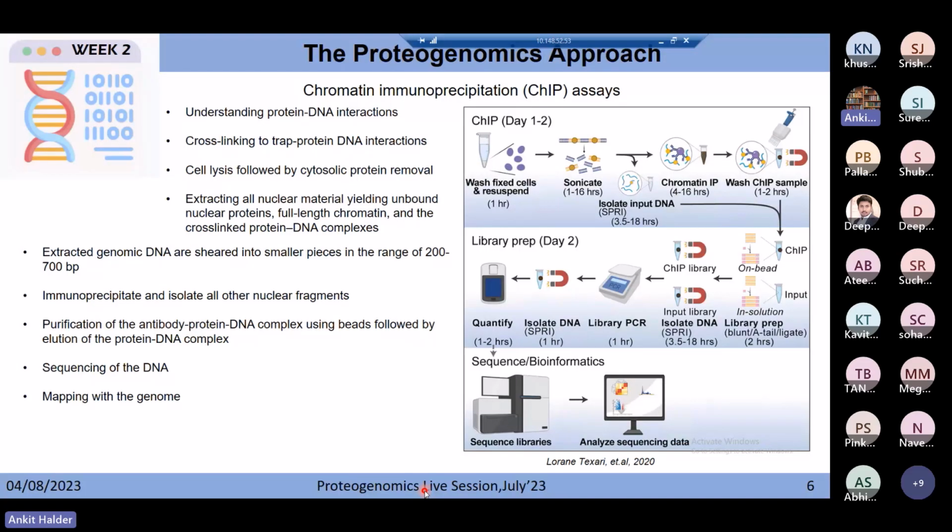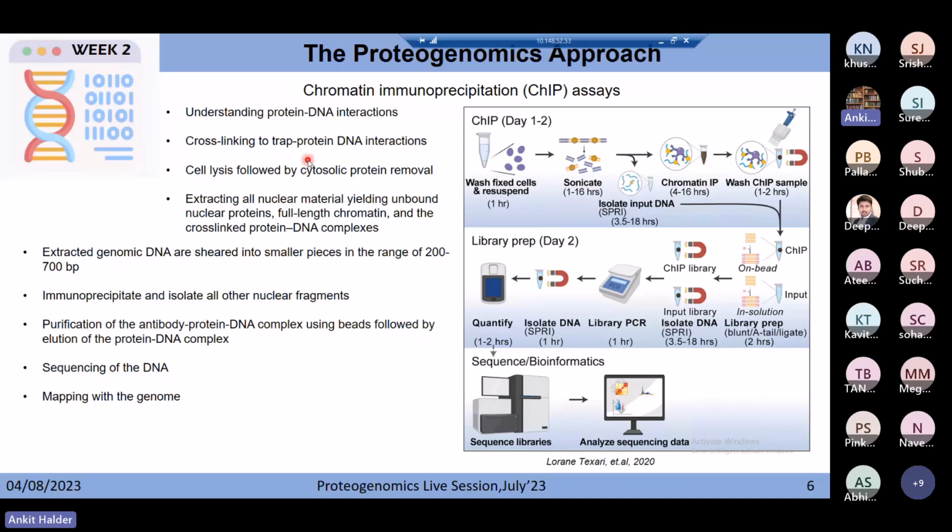Chromatin immunoprecipitation helps us when we know the particular set of proteins that interact with the DNA, but we do not know which part of the DNA is interacting, and we need to understand what that part of the DNA is. So we can do the chromatin immunoprecipitation assay. How do we do this? We perform cross-linking, mostly using formaldehyde, to stabilize the cross-links, so that the protein-DNA interactions get stronger.